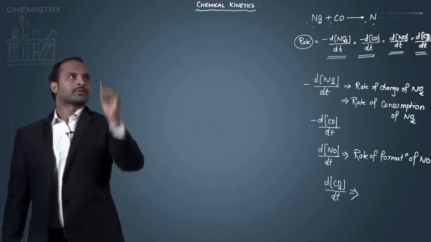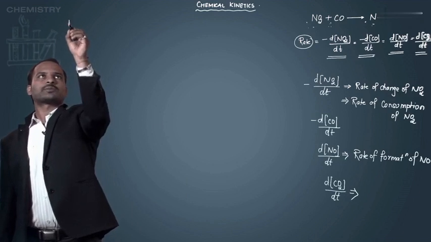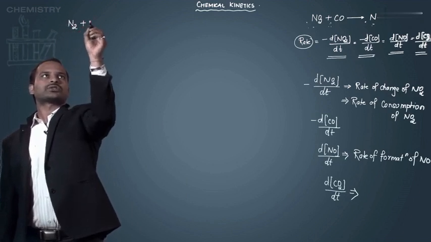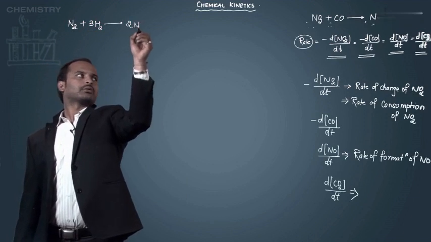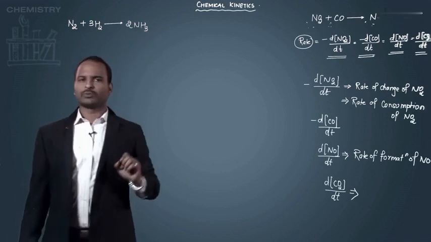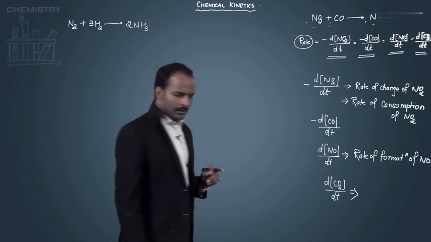The example is the formation of ammonia by Haber's process, that is N2 plus 3H2 gives 2 moles of ammonia. All are in a gaseous state.